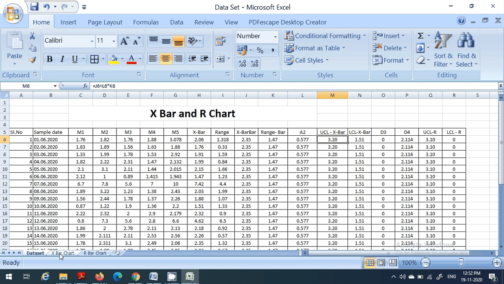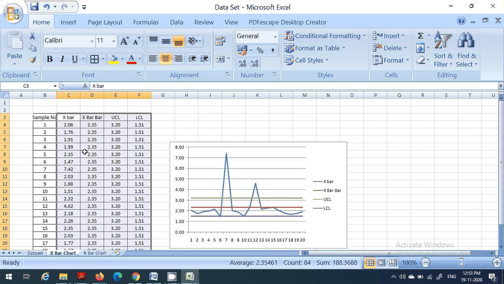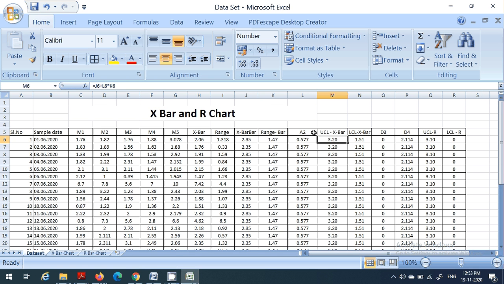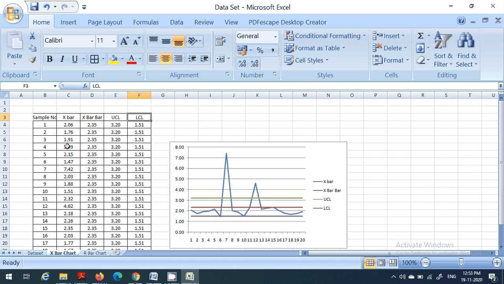So you need to copy certain values for drawing the X bar chart and R chart. So here the values have already been taken. For drawing, you need to take the X bar, X double bar, UCL and LCL, right? These 4 values are needed because we are going to draw the graph only for these values, right? So it has been taken from this entire sheet, right? So it is copied here. I have just directly linked the cells so that it is already taken from the dataset sheet, right? So here X bar values are already copied, X double bar values, UCL values of the X bar chart, and LCL values for the X bar chart, right?